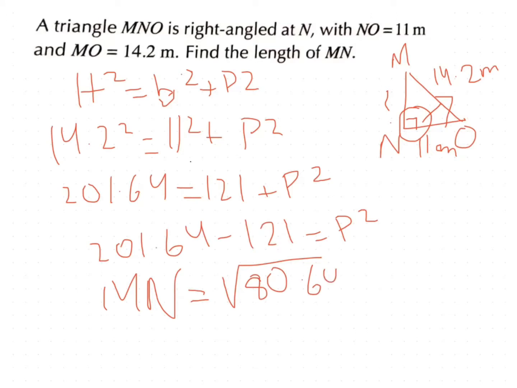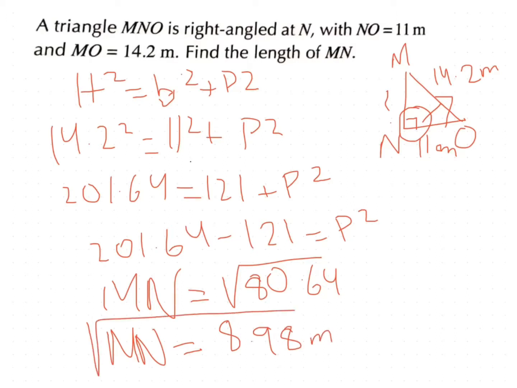For removing the square from MN or P meter, we just have to take the square root of 80.64, which is 8.98 meters. So the length of MN would be 8.98 meter.